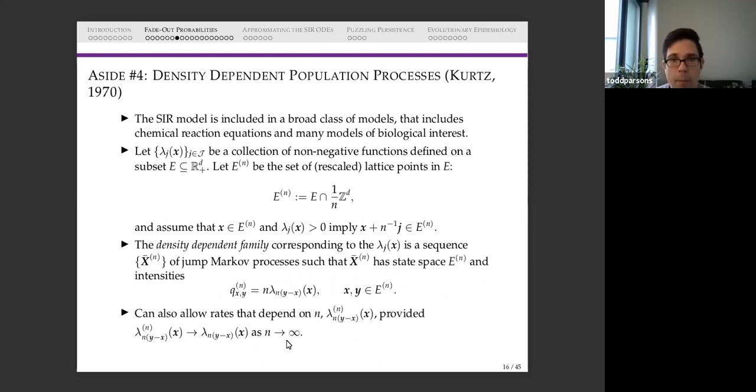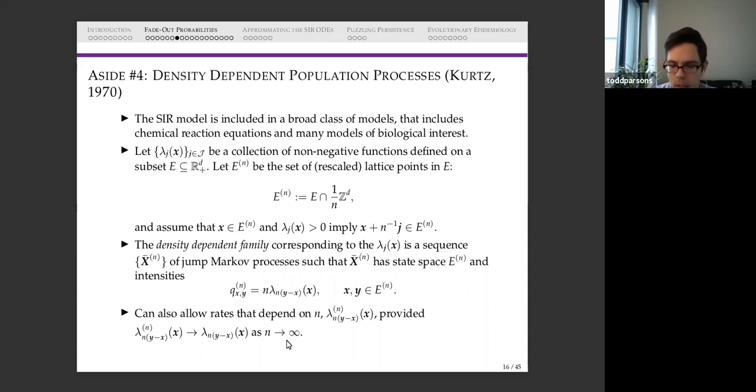It's been applied in many places, and it has this nice virtue of being both a very general class of models, but also one for which one can prove nice theorems and have general results. What makes them a density-dependent population process is exactly this idea that the rates don't depend on the absolute number of individuals, but only on their densities.